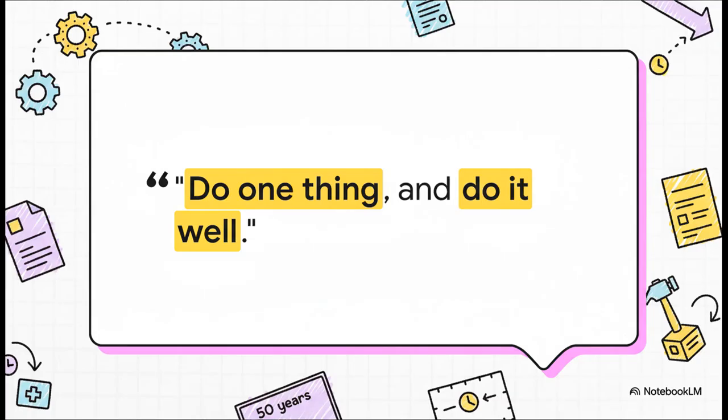And that simplicity, it perfectly embodies that timeless Unix philosophy. Do one thing and do it well. Make doesn't try to be a Swiss Army knife. Its job is to automate builds by looking at dependencies and file timestamps. That is it. And it does that one job absolutely perfectly.